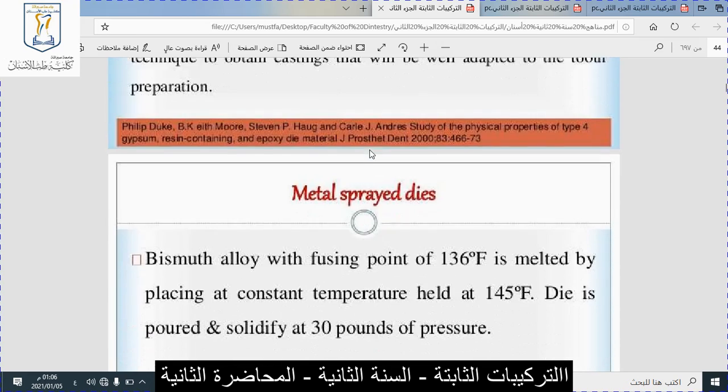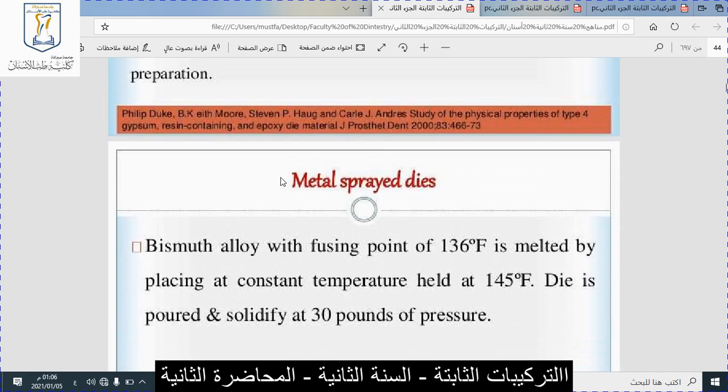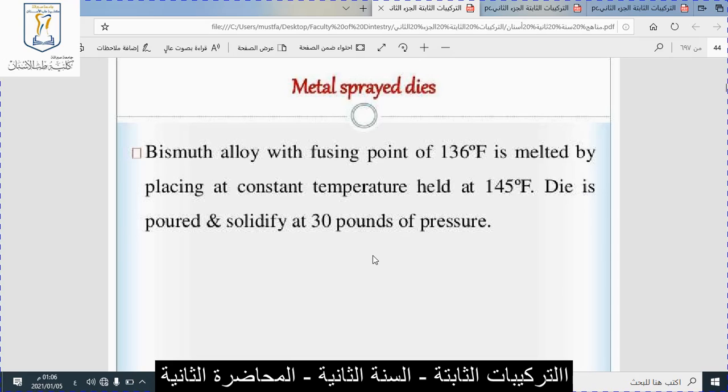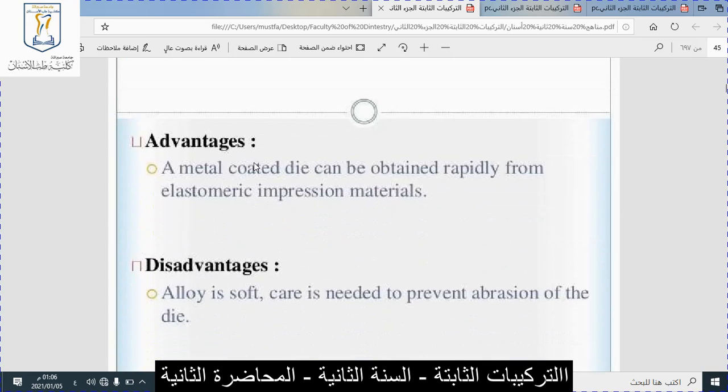Metal spray dye: we take this after taking an impression, either individual or for an arch impression. We spray the impression with metal containing bismuth alloys, which hardens the surface of the dye. After spraying the impression, we complete the filling of the rest of the impression with stone type 4 or type 5, which makes the surface of the dye hard by the bismuth alloy. Advantage: metal coated dye.